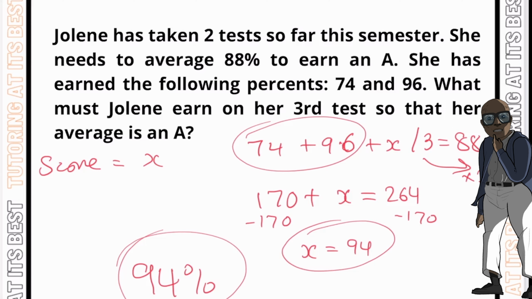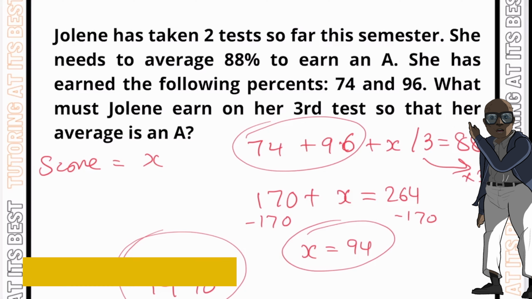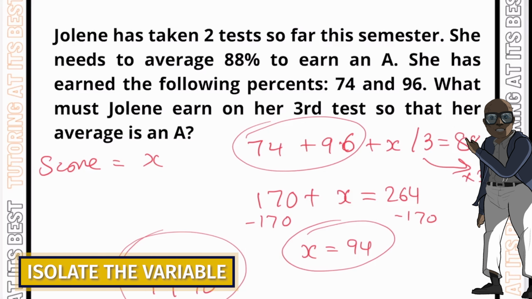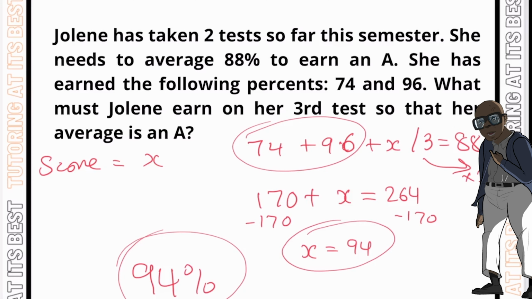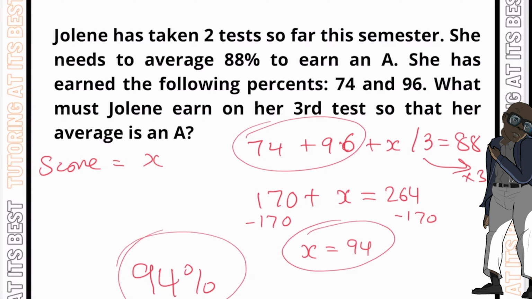Remember to distribute and combine your terms, and then isolate the variable using the operations you've been given, before finally checking your answer. And what you do to one side, you have to do to the other.